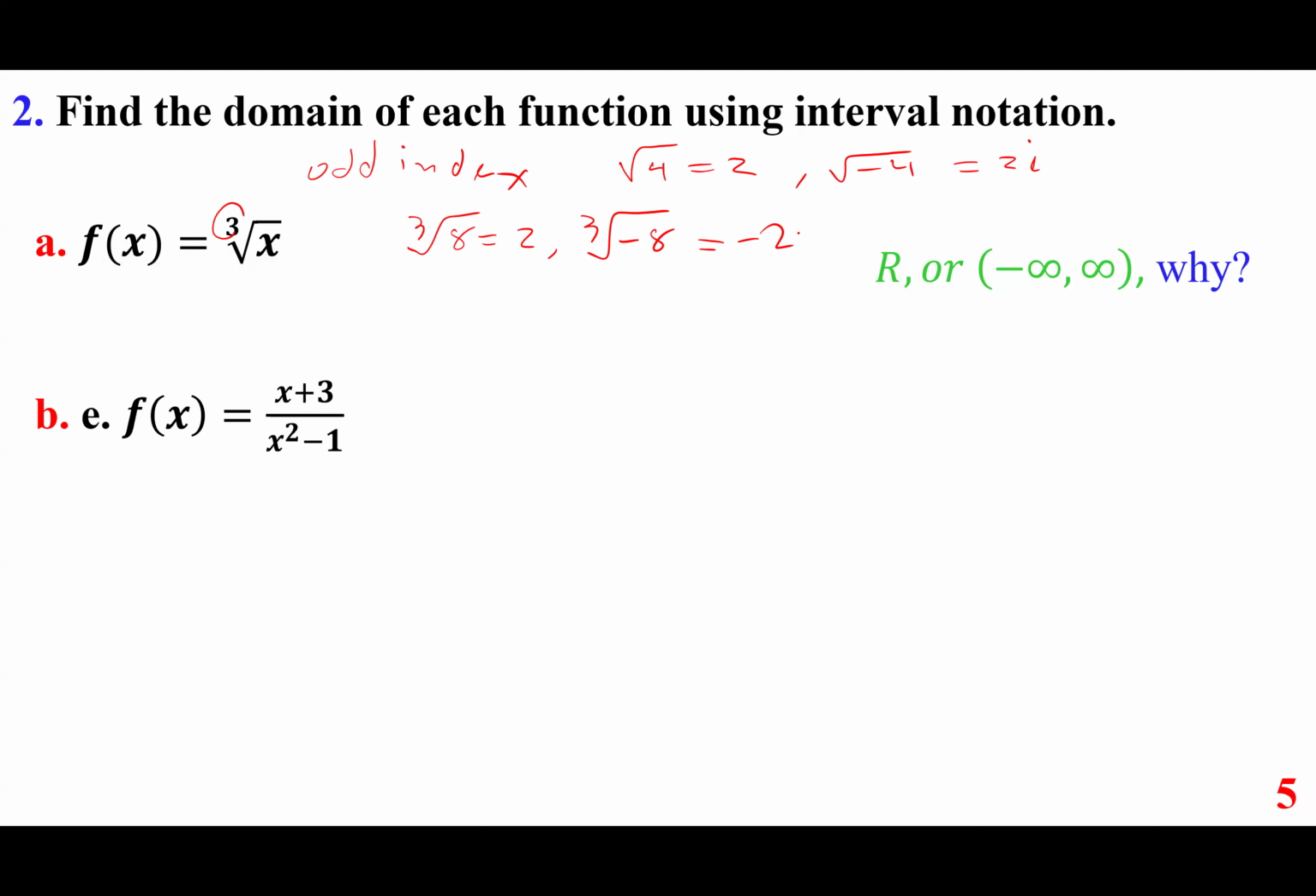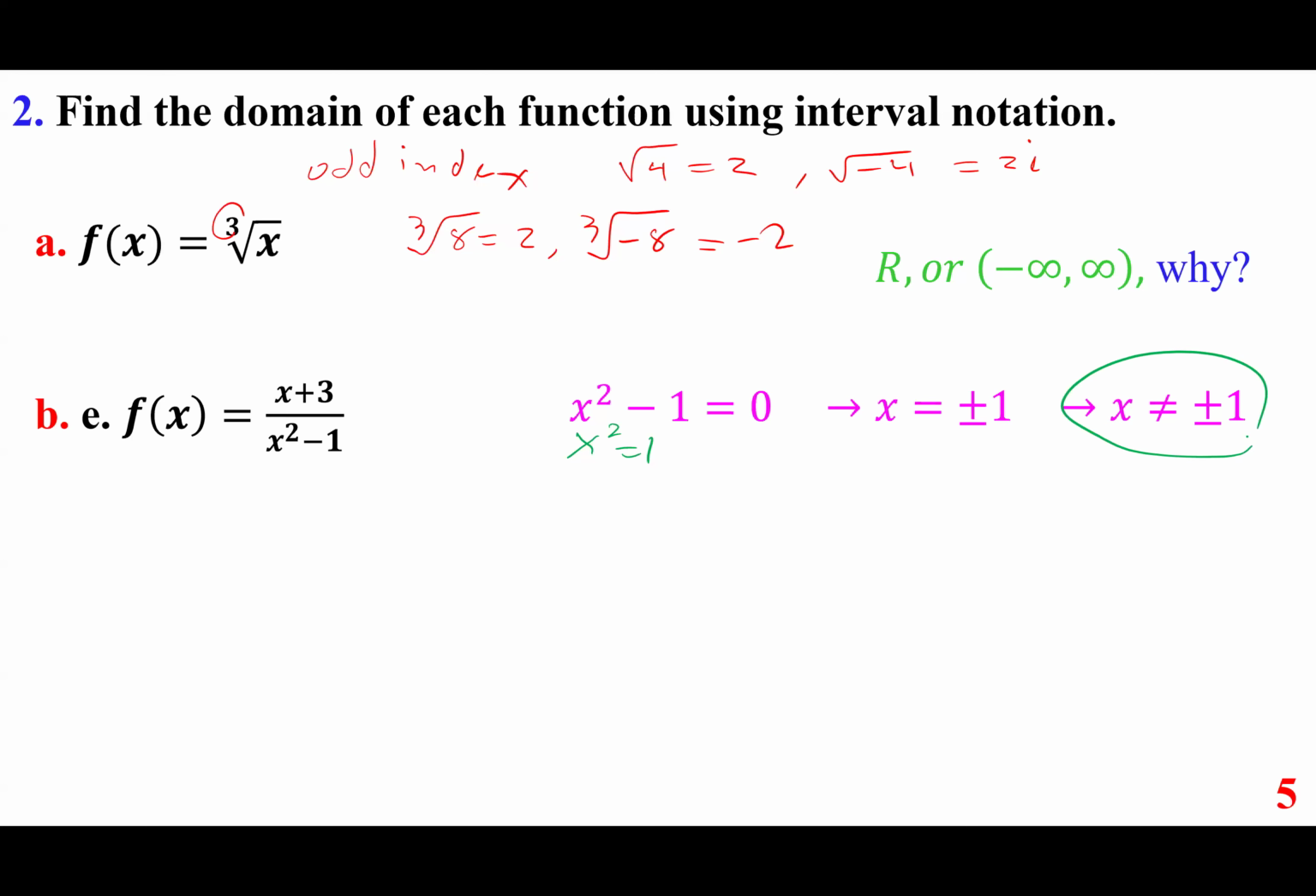f of x equals x plus 3 over x squared minus 1. Again, we are dealing with a rational function. We set the denominator equal to 0 and exclude those values: x squared minus 1 equals 0. That means x squared is 1, x is plus or minus 1, and we are going to exclude that. So this is one way to write the domain.